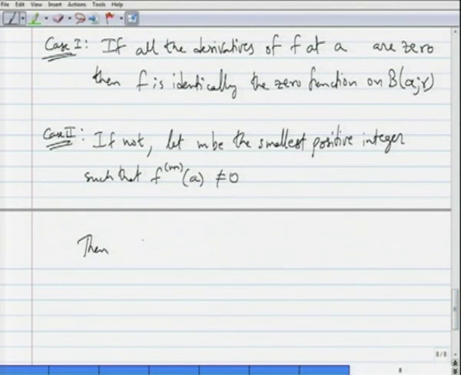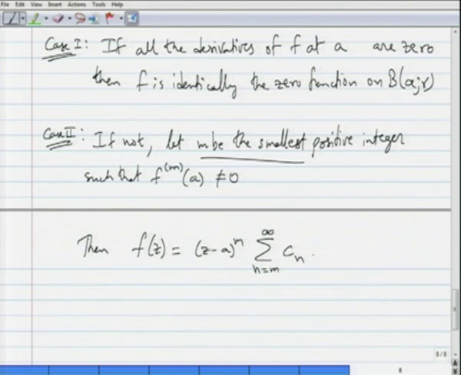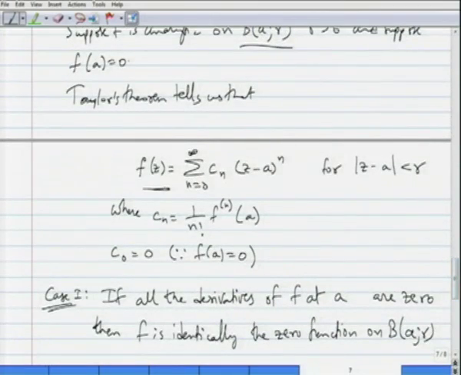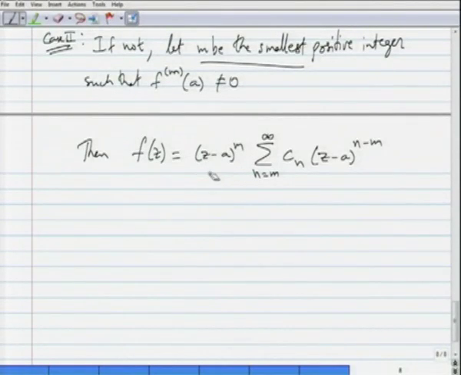Then what we can say is that f of z, by definition, since m is the smallest positive integer, looks like (z minus a) to the power m times the sum for n equals m through infinity of C_n times (z minus a) raised to n minus m. What I am doing is, the expansion for f now starts at n equals m, because C_n's are all 0 for n less than m. So, when I start the expansion from n equals m, I know that I can factor out (z minus a) raised to m. And when I do that, what I get is this form.